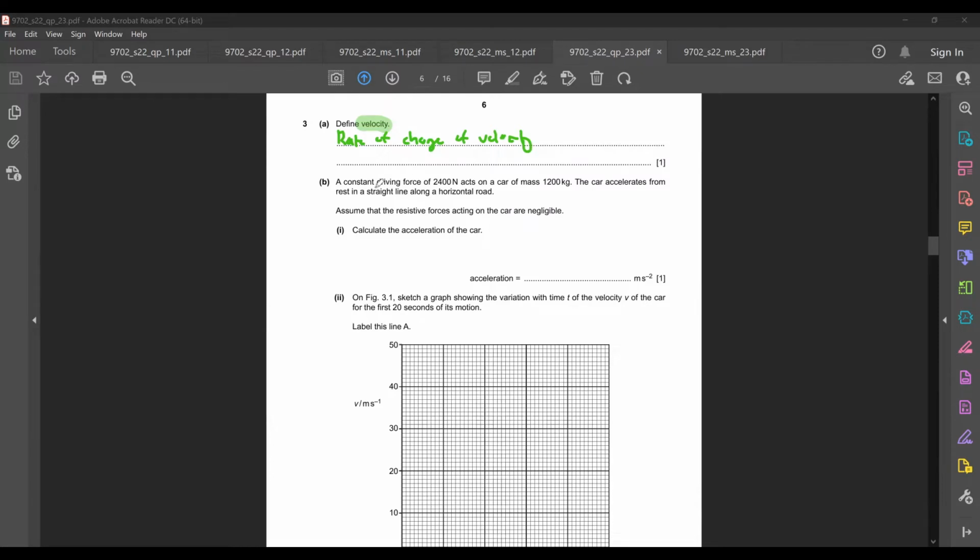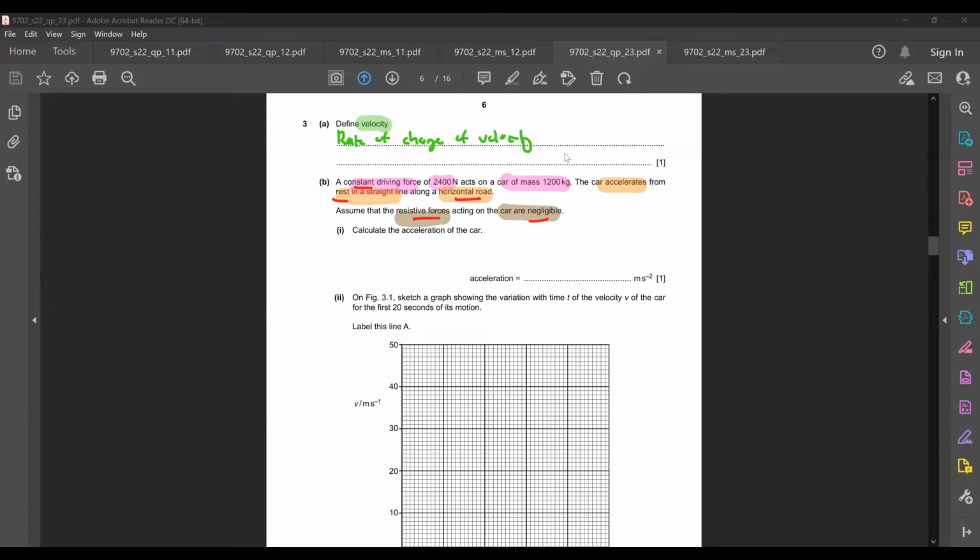Now for part B, they tell you there is a constant driving force of 2,400 Newton that acts on a car of mass 1,200 kg. The car accelerates from rest in a straight line along a horizontal road. Assume that resistive forces acting on the car are negligible. So there are a few keywords to see here: constant driving force, accelerating from rest, horizontal road, and no resistive forces. These are some of the keywords to recognize.